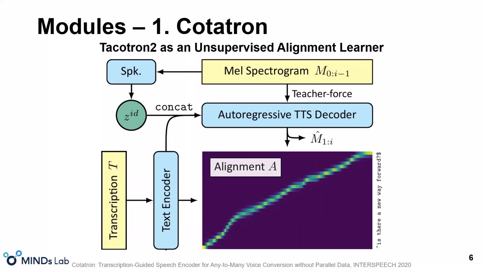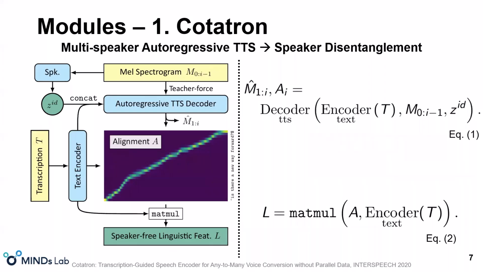After the training, the Tacotron 2 becomes able to obtain the alignment between the mel spectrogram and its transcription. This is why we can regard the Tacotron 2 as an unsupervised alignment learner, since we do not need to provide supervision on the alignment. This text-audio alignment motivated us to propose the Cotatron module for speaker disentanglement.